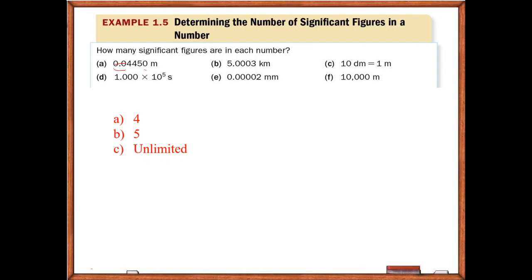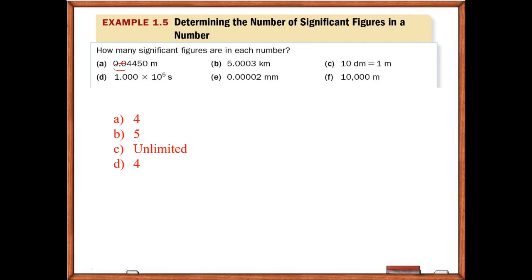Okay, letter D, we have 1.00 times 10 to the 5th seconds. Okay, so we have a 1 point and then 3 zeros, so that would be a total of 4. Okay, so notice that this part you don't include. So it would just be 1, 2, 3, 4. Okay, so you don't include the scientific notation when you're counting up the sig figs.